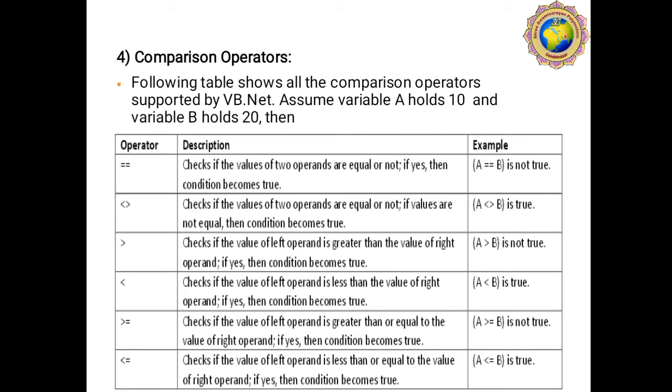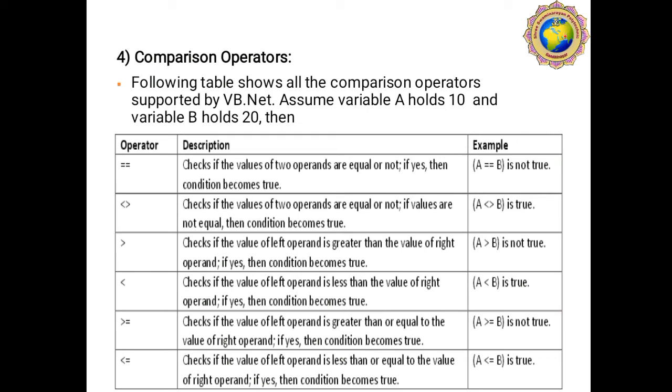So here the given answer is not true. Same, check if the value of left operand is less than the value of right operand. If yes, then the condition becomes true. So here we have to perform the less than operator. A less than B means 10 less than 20. Here the condition is satisfied, so the given answer is true.